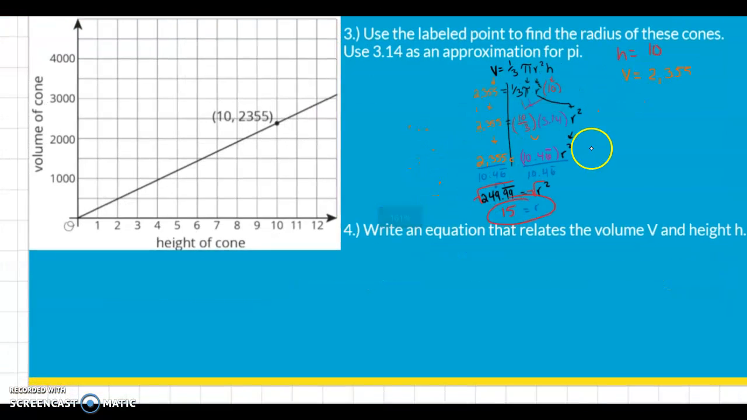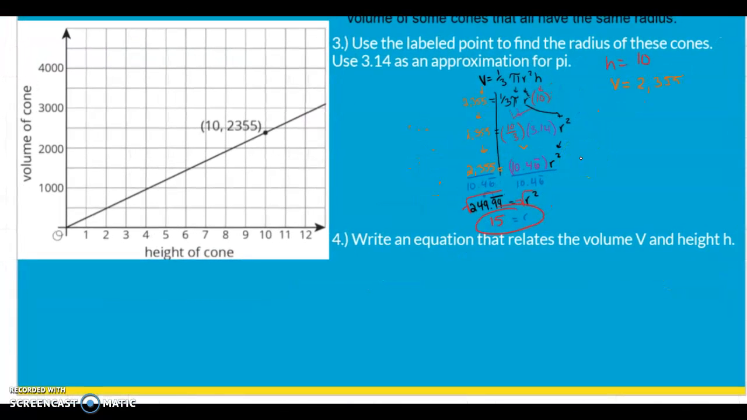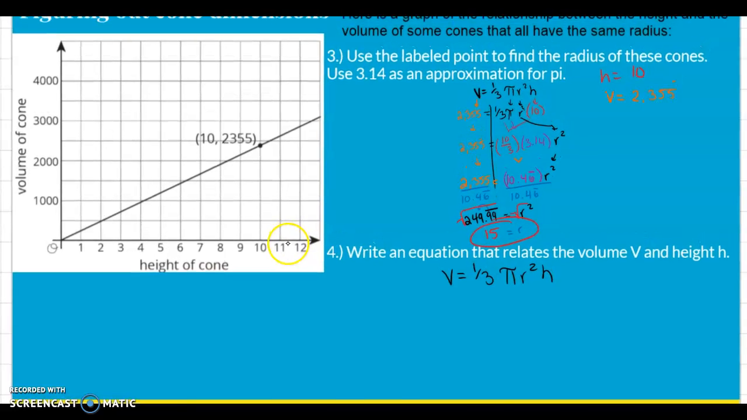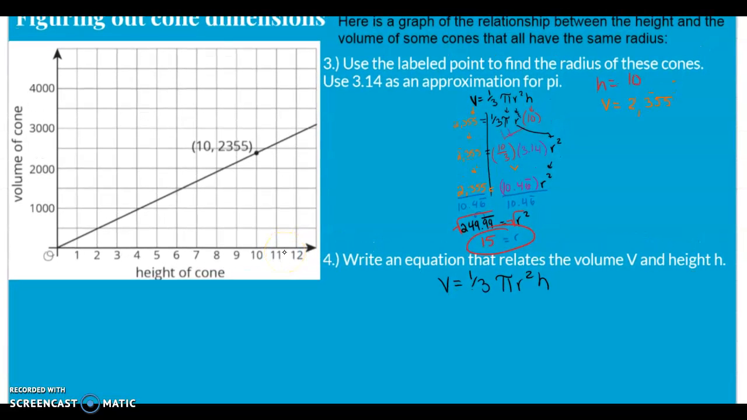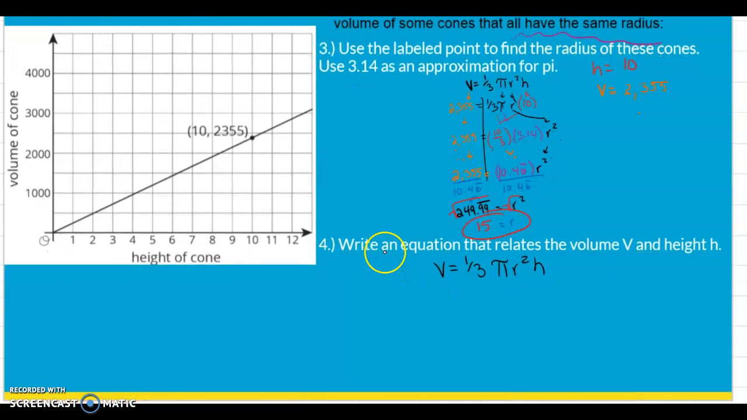Okay, so now it says the last step is to write an equation that relates the volume and height. So again, I'm going to write V equals 1/3 pi r squared times my height. Now this time, if I wanted somebody to be able to find the height of any cone and have minimal effort of doing anything, what I'm going to do is plug in my radius, because this is why. It says all these cones all have the same radius. So all of these cones, doesn't matter the height, has a radius of 15. That is forever and forever.